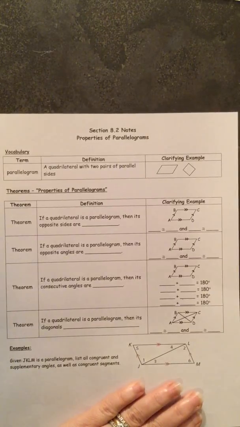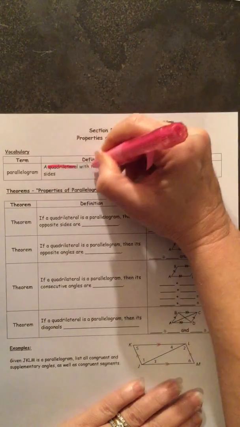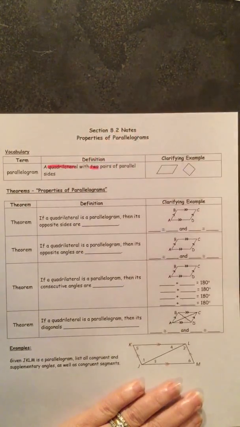These are the notes for section 8.2, the on-level version of properties of parallelograms. First, let's define the word parallelogram. A parallelogram is a quadrilateral that has two pairs of parallel sides.